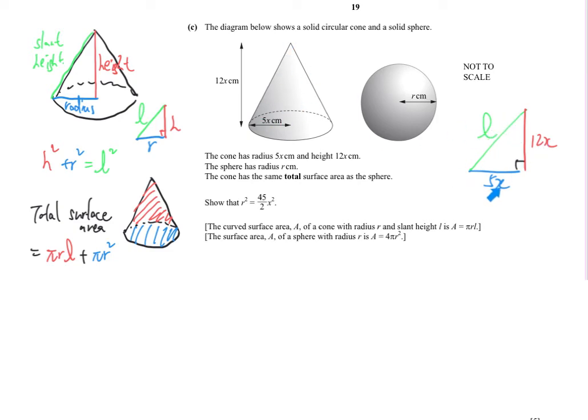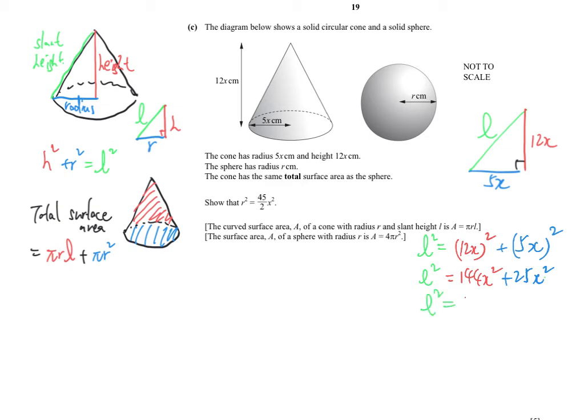So this is 12x and this is 5x, and using the Pythagoras Theorem, L squared will be equal to (12x) squared, remember you must have a bracket, plus (5x) squared. So L squared will be equal to 144x squared plus 25x squared. So you will get that L squared will be equal to 169x squared. And then you take the square root of all of it.